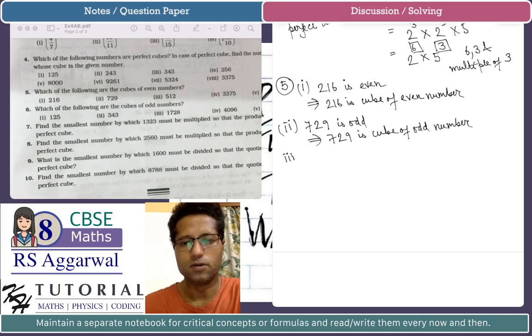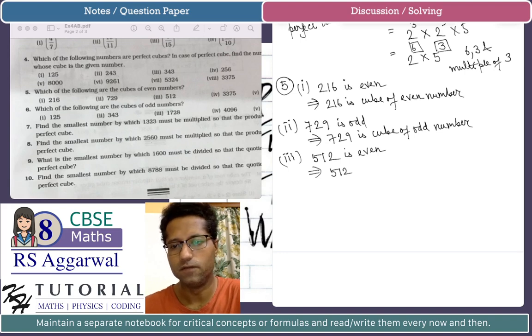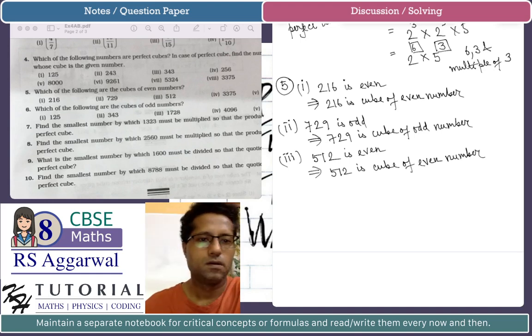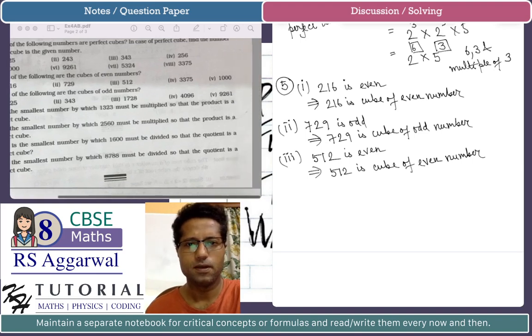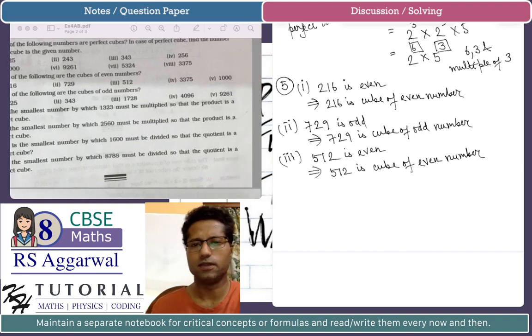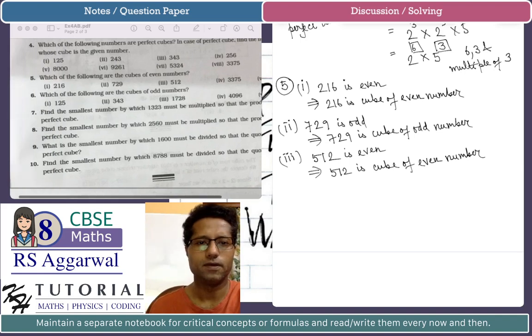I hope you got the idea. So 512 is even. So this implies that 512, if it is a perfect cube, will be the cube of an even number. Okay, so I will not do the rest of them. 3375 is an odd number, so it is not a cube of an even number, and 1000 is also an even number, so definitely it is a cube of an even number.